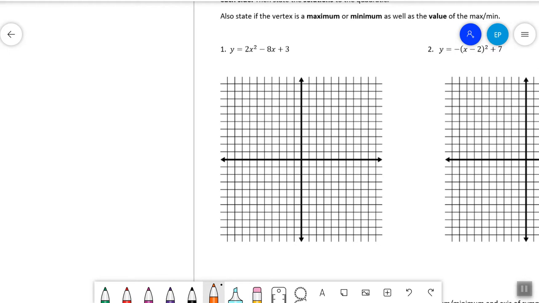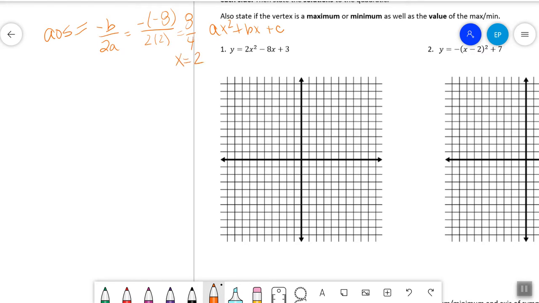Okay, this section is about graphing. To start, we're going to do the axis of symmetry, because this is in standard form, ax squared plus bx plus c. We're going to use the formula negative b over 2a, which equals negative negative 8 over 2 times 2, which gives me 8 divided by 4, which tells me x equals 2.